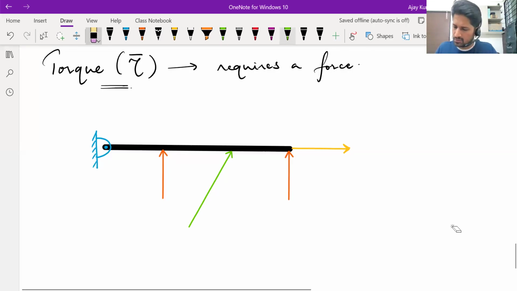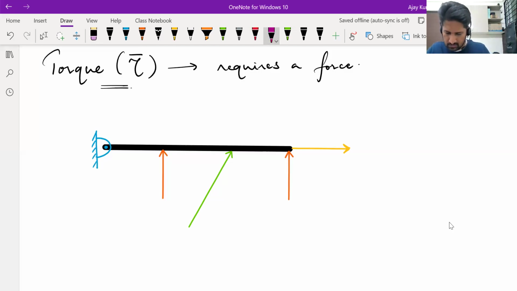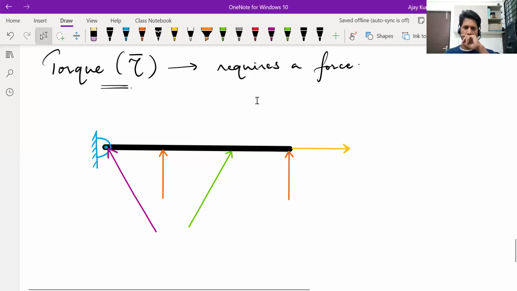What if we apply a force this way? Exactly at the hinge you apply a force. Will the door open? No, sir. It won't. Okay, so you can see that not every force produces a torque. Not every force has a rotational effect about a given axis.